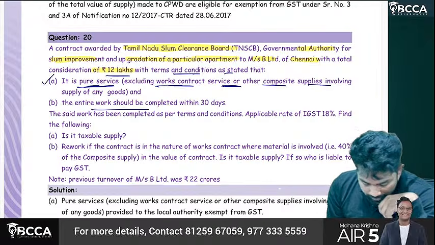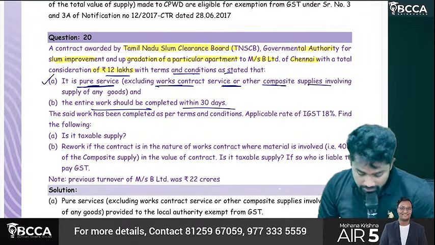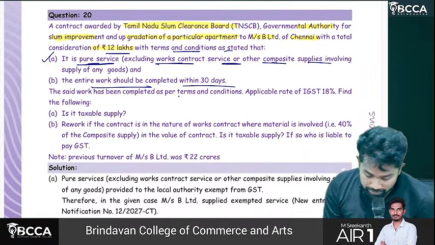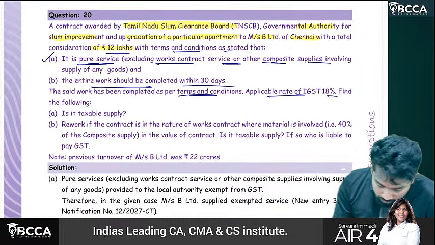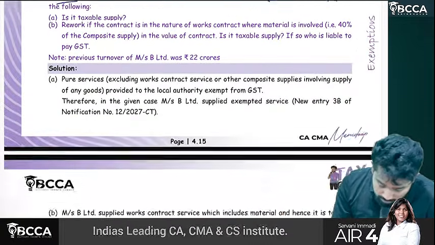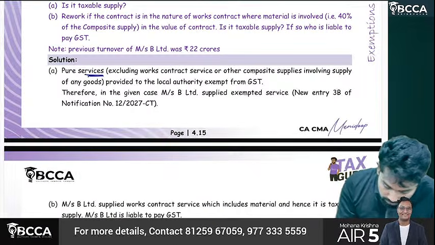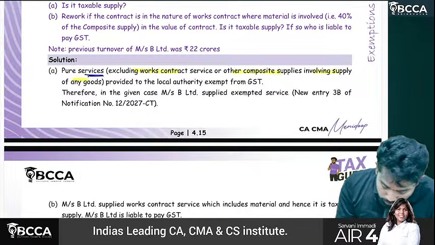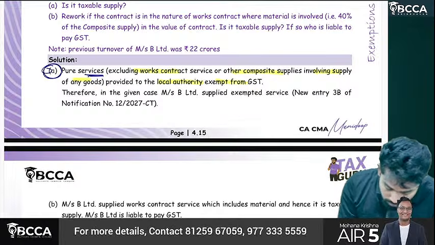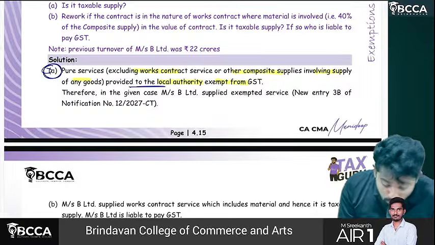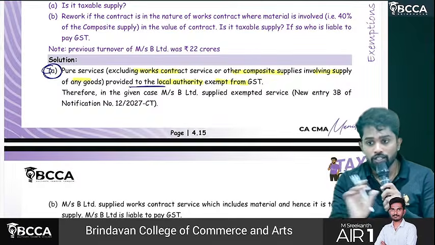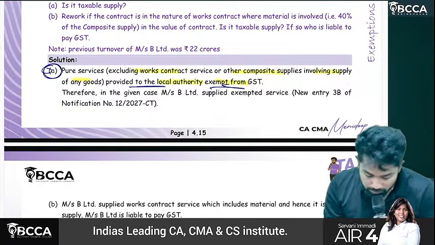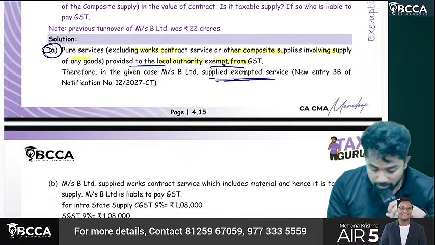And the entire work should be completed within 30 days. The said work has been completed as per terms and conditions. Applicable rate of IGST is what? 18%. Sir, see the answer. Pure services excluding works contract or other composite supplies involving supply of any goods provided to local authority are exempted. So if any pure service is provided to local authority, only service, no goods involved, then that is exempted. Therefore, in the given case, the supply is exempted.